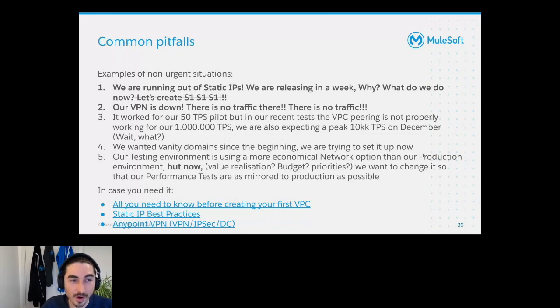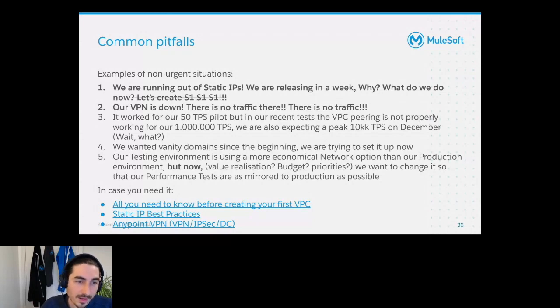The second one: our VPN is down. There's no traffic in the VPN. What do we do? And there are some other scenarios. It worked for our 50 TPS pilot, but in a recent test with the VPC peering, it's not properly working for our 1 million TPS. We're also expecting 10 million TPS in December. This was a completely hypothetical scenario, but I remember working with the banking industry, where this wouldn't sound as incredible as it is.